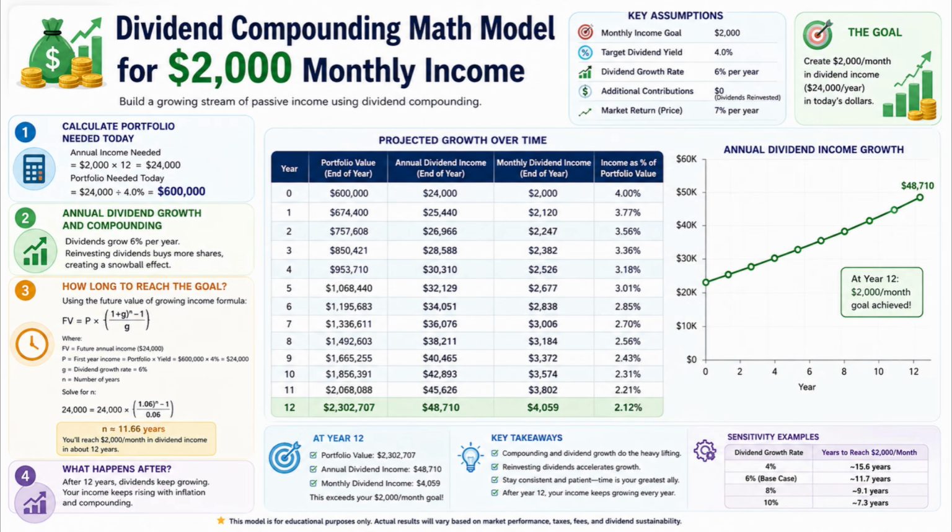Overall, the model demonstrates that achieving $2,000 per month in dividend income requires a clear income target, a suitable dividend yield, consistent reinvestment, long-term patience, and careful investment selection. The most important lesson is that compounding works gradually at first, but its impact becomes much stronger over time.